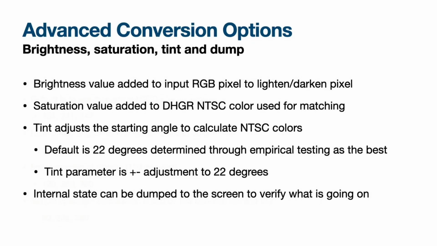More advanced options of the converter include brightness, which adds a value to the incoming RGB pixel to lighten or darken the pixel before matching. Saturation adds a value to the calculated NTSC RGB value, perhaps not the most accurate way to adjust saturation. Tint is adjusted by adding a value to the initial angle to start the NTSC color wheel calculation. The default value is 22 degrees. This was determined empirically with many tests. I can't explain why 22 is the best value. Perhaps being half of 45 is a clue?